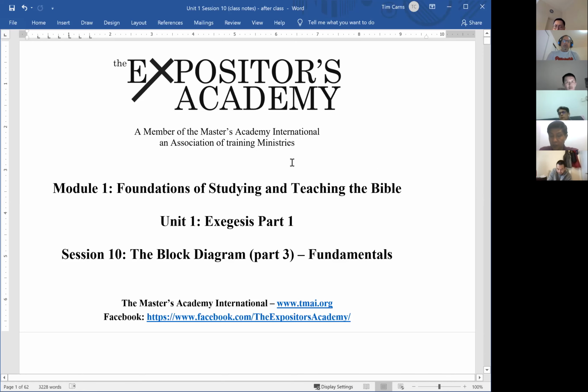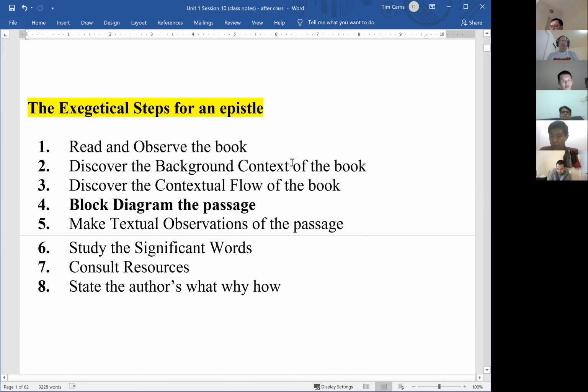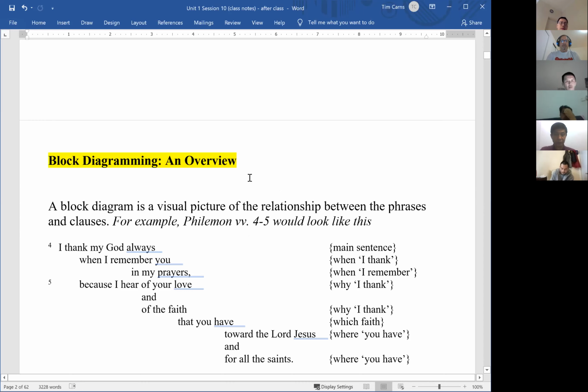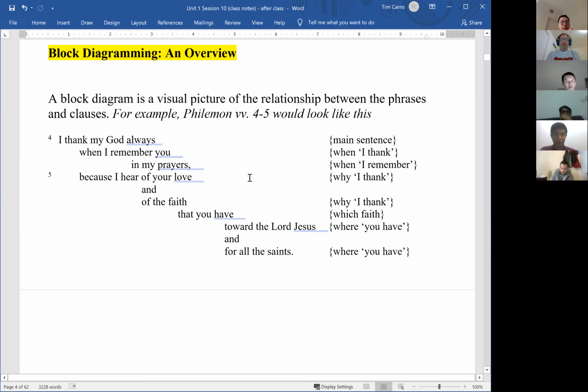Today I wanted to take a step back and look at some of the basic building blocks. Our focus here is on what we call block diagramming the passage, a visual picture of the text and how the various parts of the passage fit together. Here's an example I've been showing you from Philemon, the book we've been studying as an example. Notice the various parts of this sentence in Philemon verses 4 and 5 are arranged in such a way that they tell us how they're connected to other parts of the sentence.